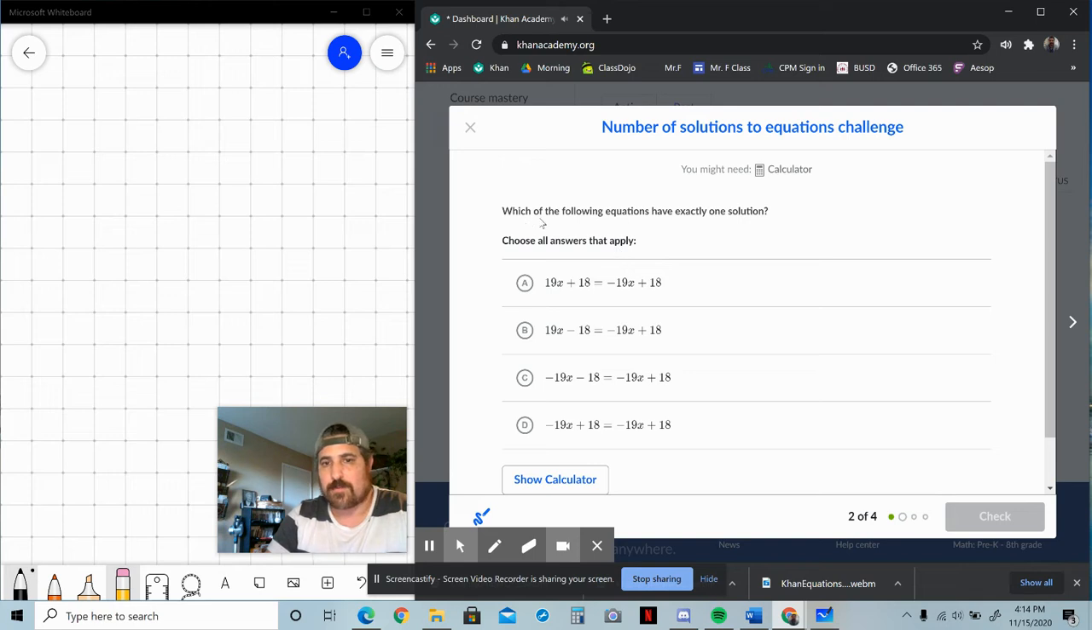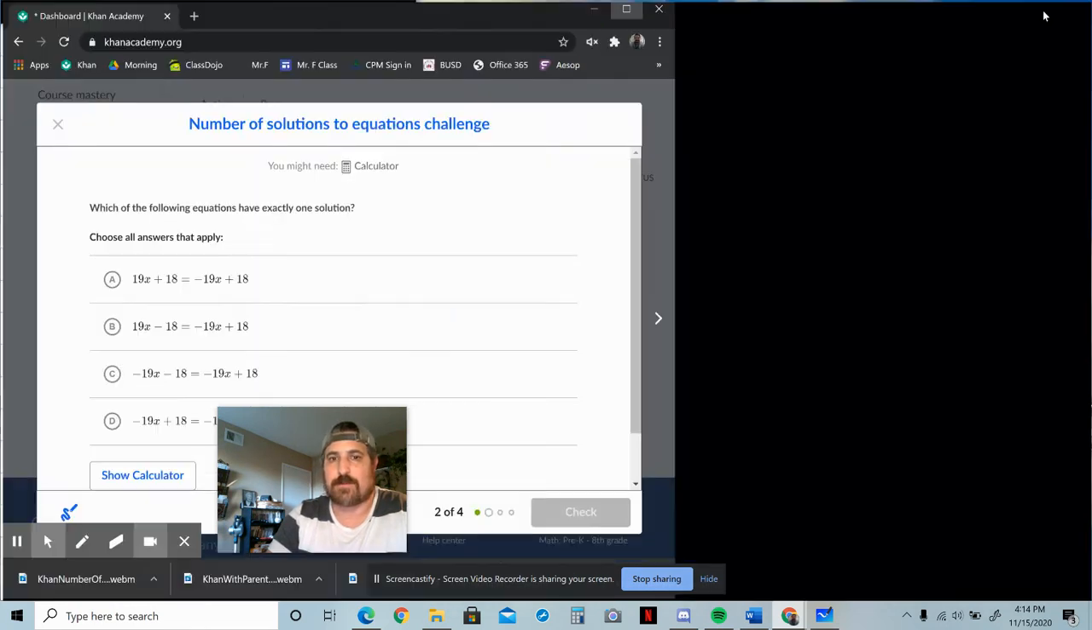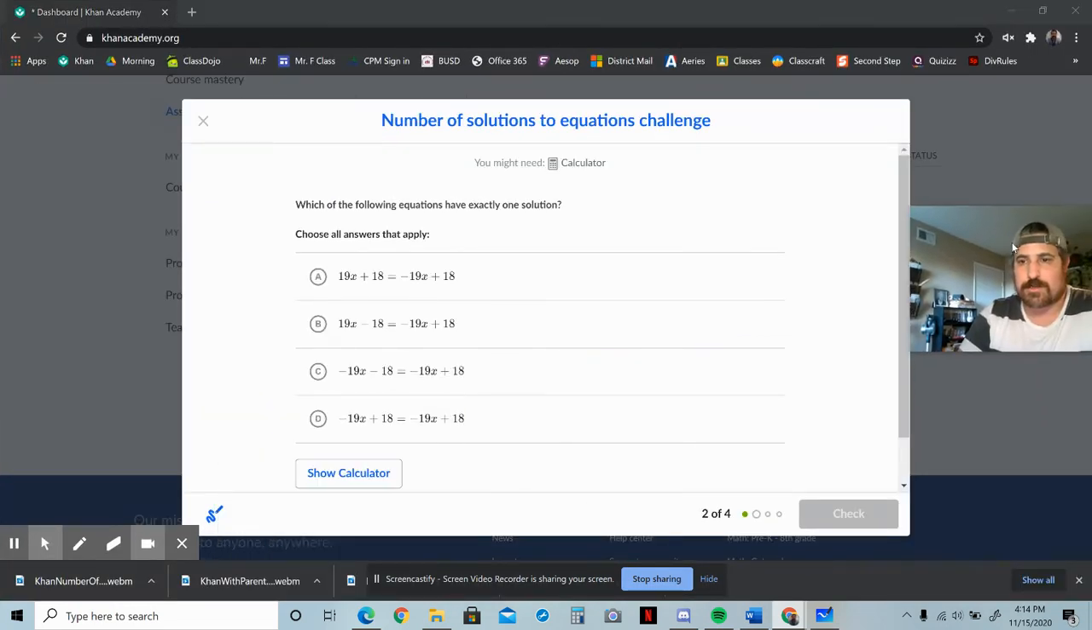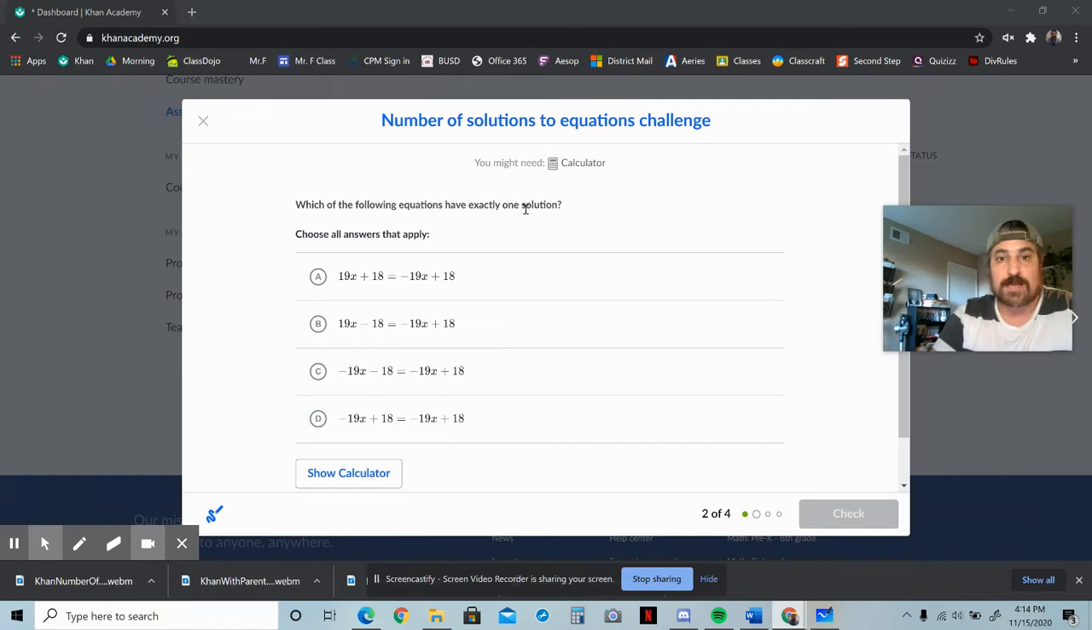Okay, this one says, which of the following equations have exactly one solution? In this case, you're just checking to see, is the variable going to go away or not? The only way it can have one solution is if you can get all the variables to one side and they're not going to go away. So what's going to happen here? You're going to add 19x to both sides. You're going to get 38x's. Is the variable going to go away? No. So this is one solution.